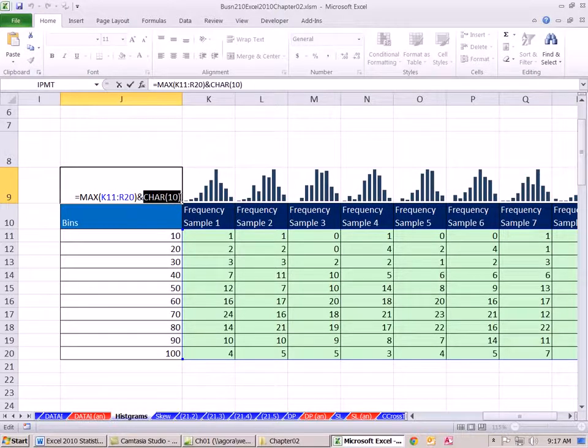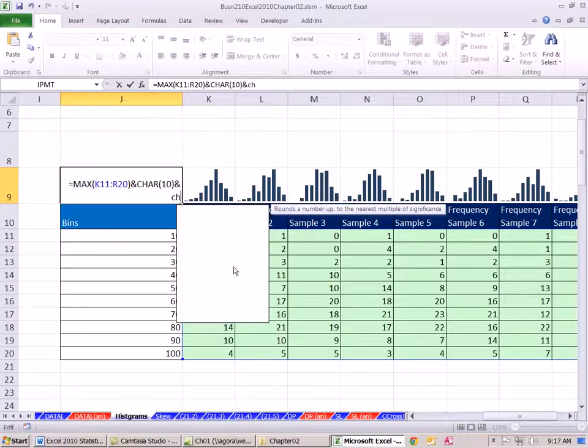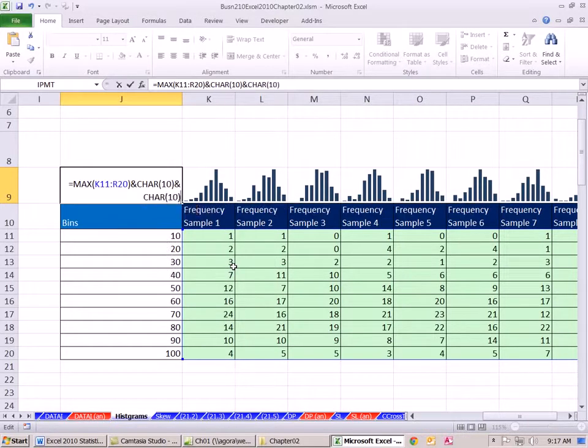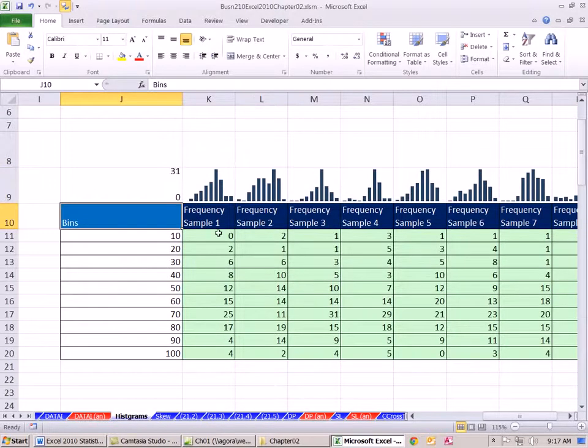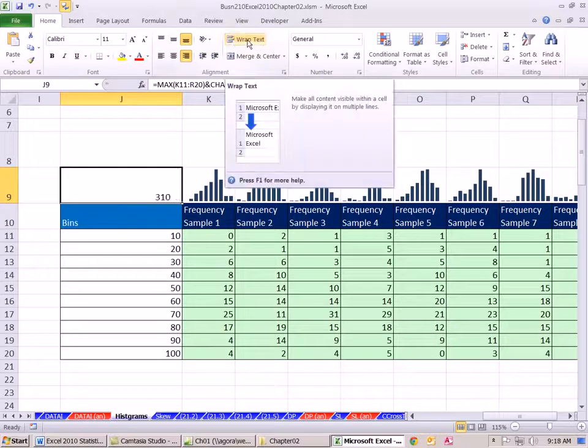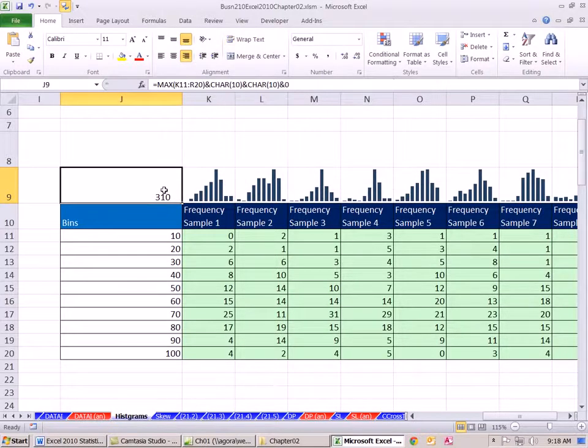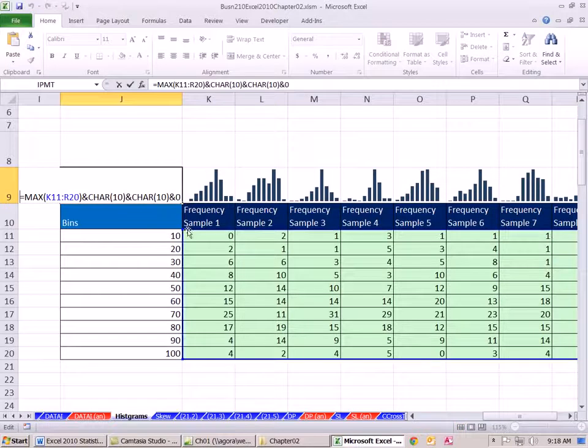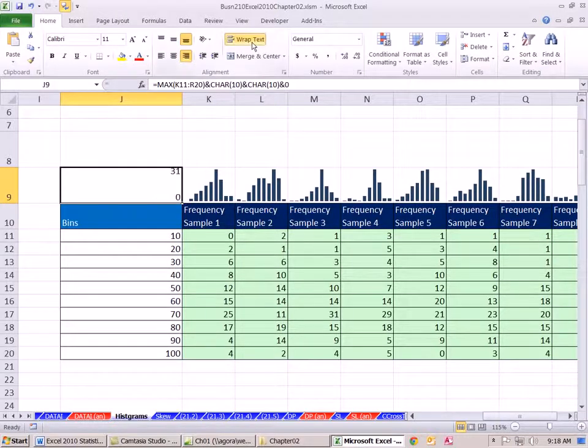So watch this. I'm going to say max, ampersand character, and then ampersand 0. Now, that works fine, because I have in my formula a 31, enter, enter, 0. Now, also, if you don't have wrap text turned on, those enter, enter won't show up. So you have to do that formula, right? That totally weird text formula and wrap text.